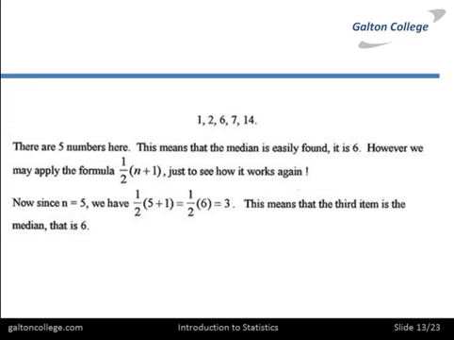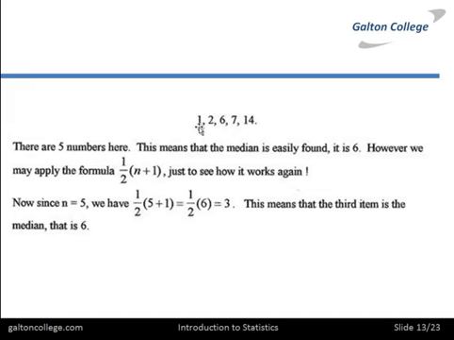Five numbers there. It means that the median is easily found. It's 6. That's the middle number. Apply this formula, which will give it to us. N is the number of numbers. So you got 1, 2, 3, 4, 5. 5 numbers. So it becomes 5 plus 1. And a half of 5 plus 1 is 3.